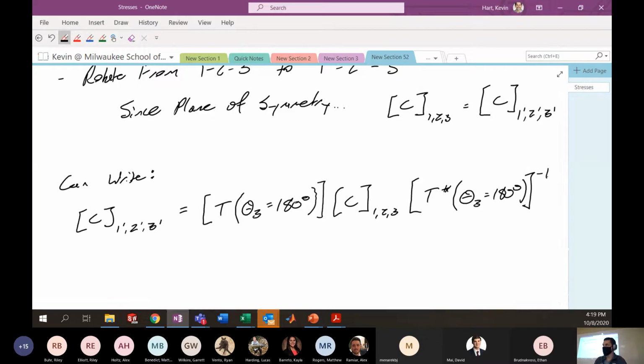Okay, hopefully we're all sort of understanding this general idea. I'm starting with this guy, and I want to know what it looks like in this coordinate system through those transformations that I just described at the beginning of this lecture.